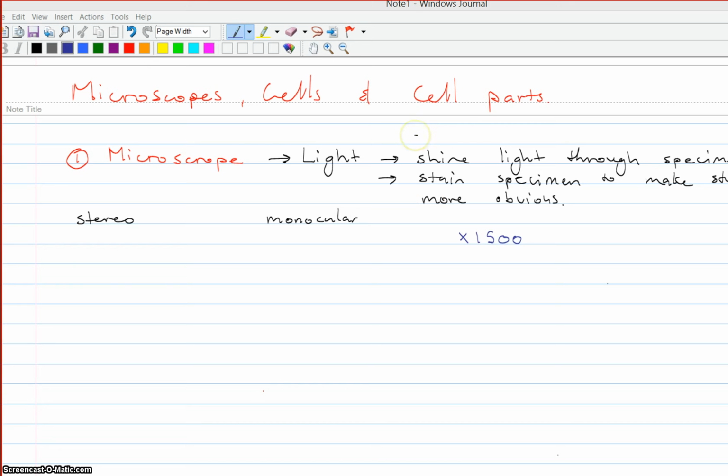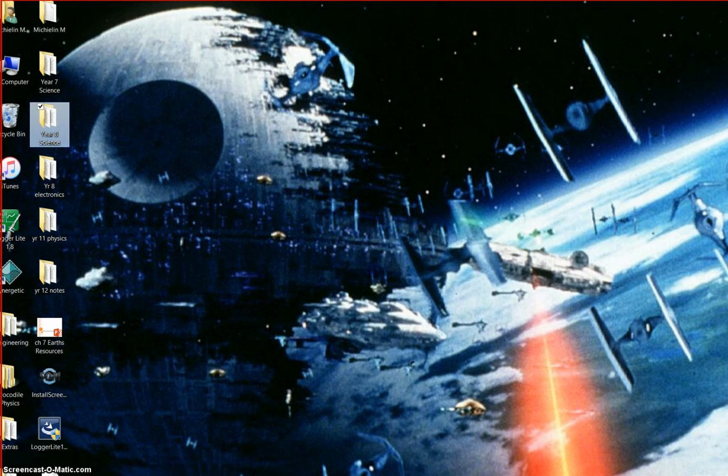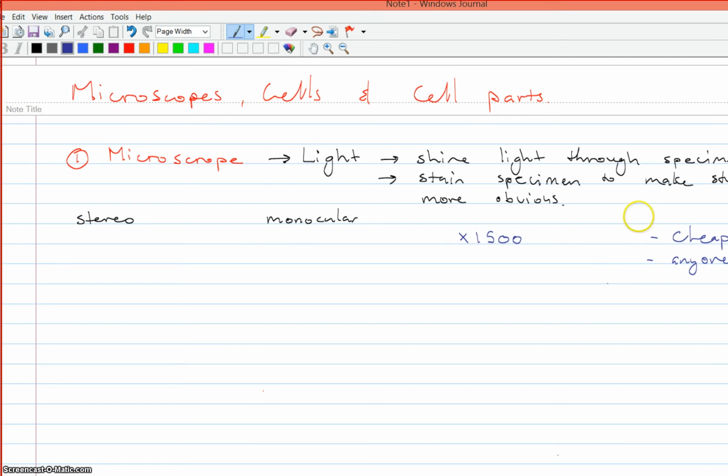You do need light, but look, they are cheap, and by cheap I mean relatively speaking. So for a good light microscope, you're talking about $600. Anyone can really use it.